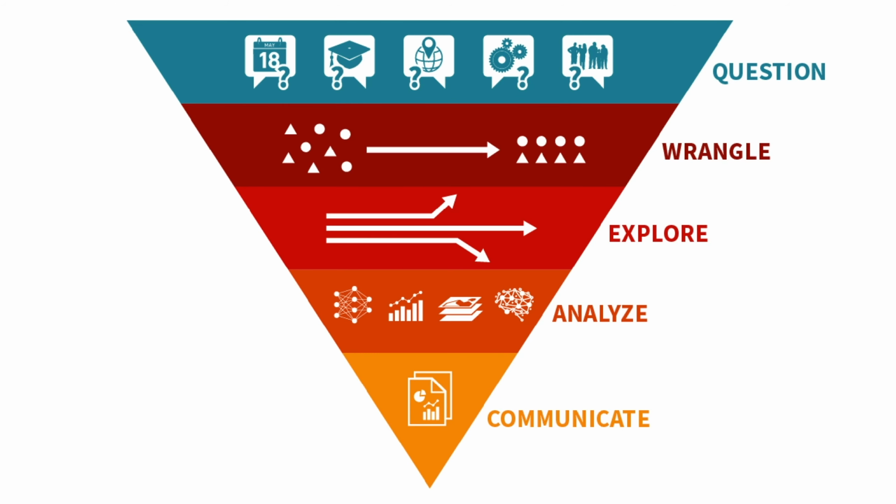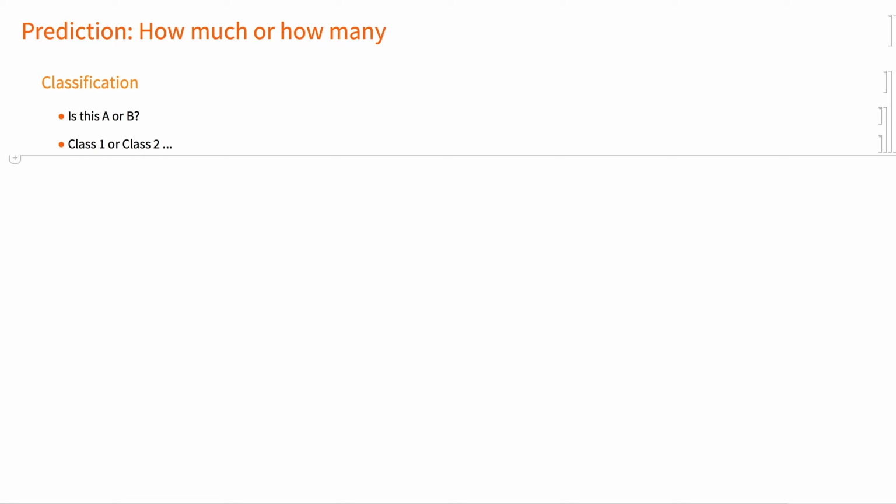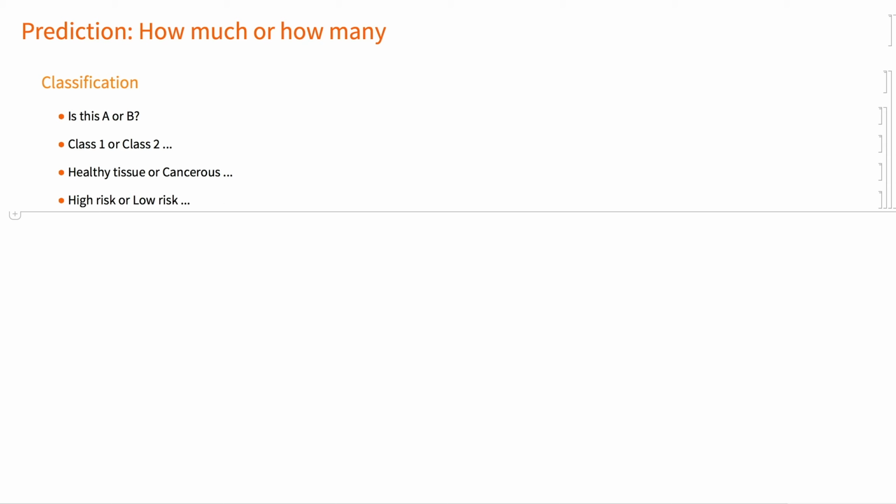In this section, we are looking at various algorithms and techniques that allow us to analyze the data from the perspective of multiparadigm data science, maintaining a workflow driven by questions. We've looked at classification as a technique to answer questions of the type, is this A or B? Does the sample belong to class 1 or class 2? For example, is the image of a healthy or a cancerous tissue? Is the individual high credit risk or low?